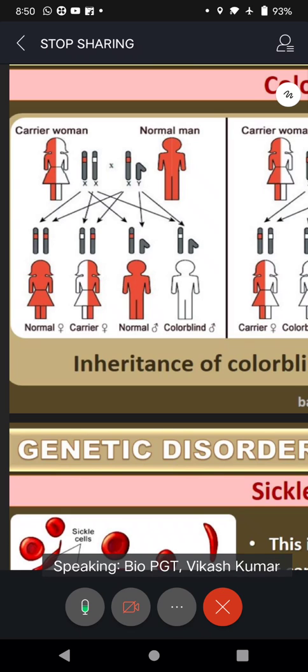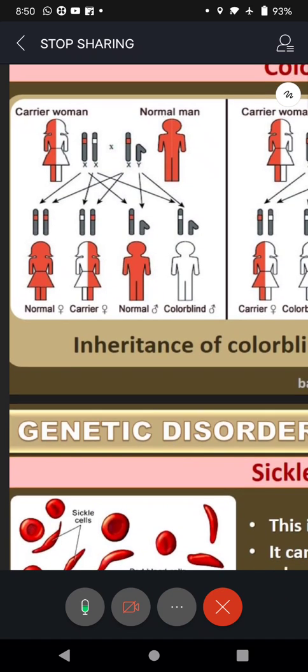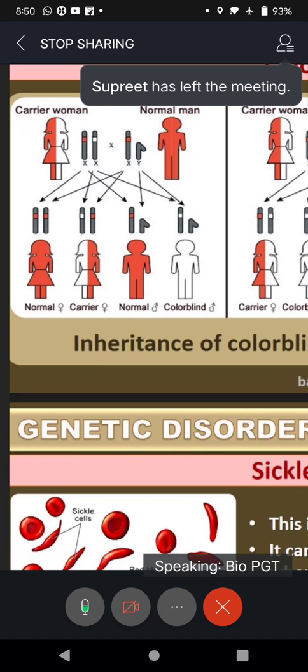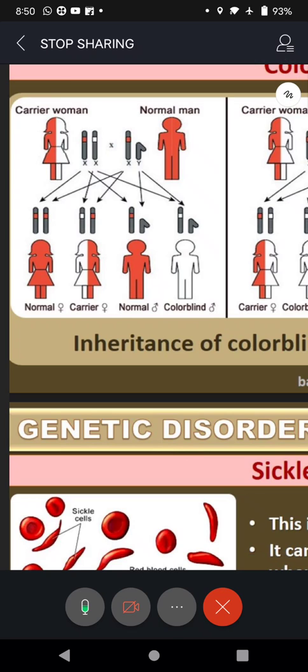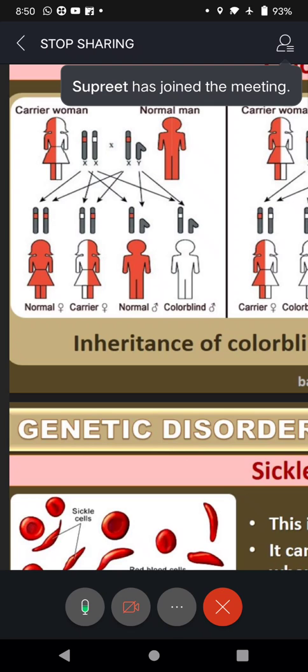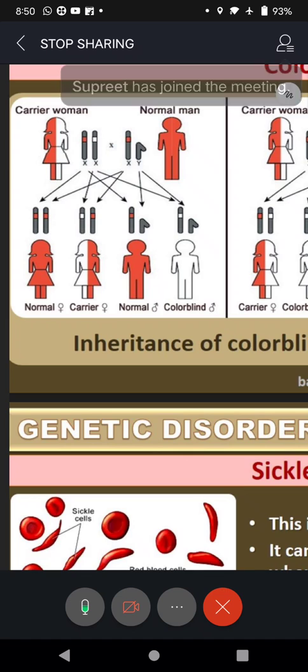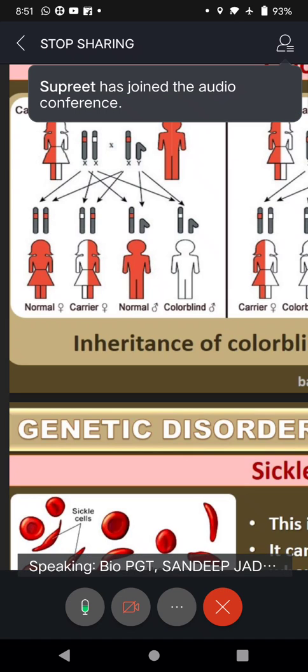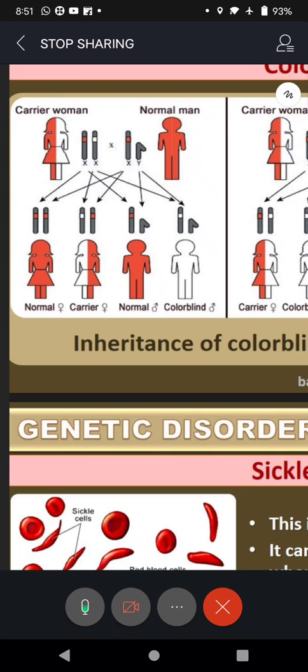A carrier woman marrying a normal man, see, they can produce three varieties of children. Possibilities, three varieties: normal children, carrier children, invariably girls, sisters, and colorblind persons, unfortunate. Look at that diagram, you understand. So the carrier woman and normal man. Who is suffering? See the last one, colorblind. Yeah, boy. Isn't it? That is how one has to be careful.